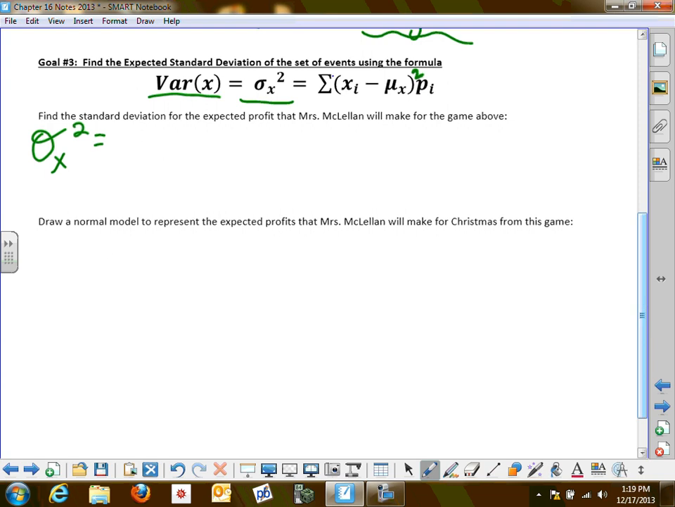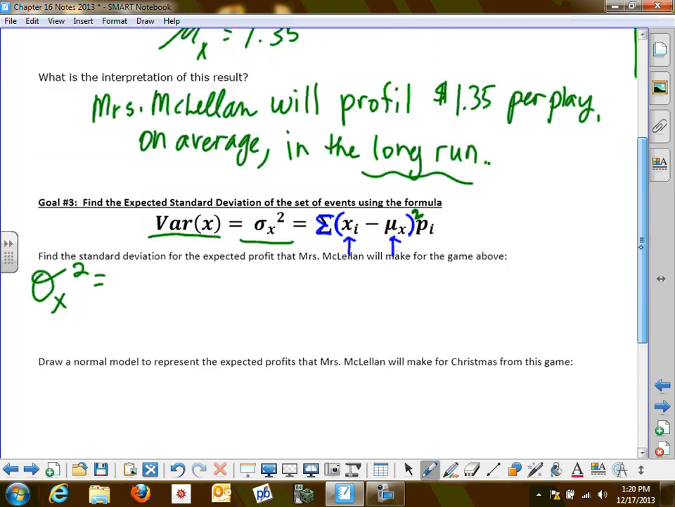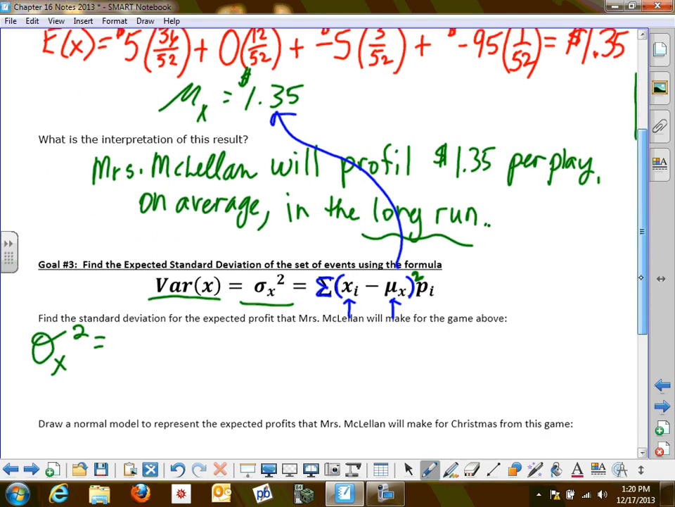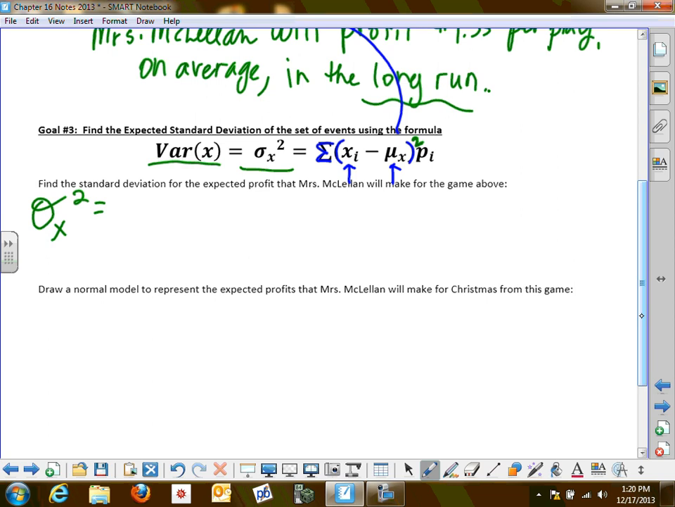Okay, we are going to sum up the, and what am I going to put in parentheses? What is each one of these x with the little i? That's my individual profit, the $5, the 0, the negative 5, the negative 95. Hey, what's this right here? This minus the mean. What's that? Yay! Very good. That's this $1.35. It is critical that you get that mean right, because if you don't, then your standard deviation will be wrong, because you're using it in there. Okay, see? So very, very important. All right. And then you square that quantity so that it is not negative. And then multiply it by the probability.